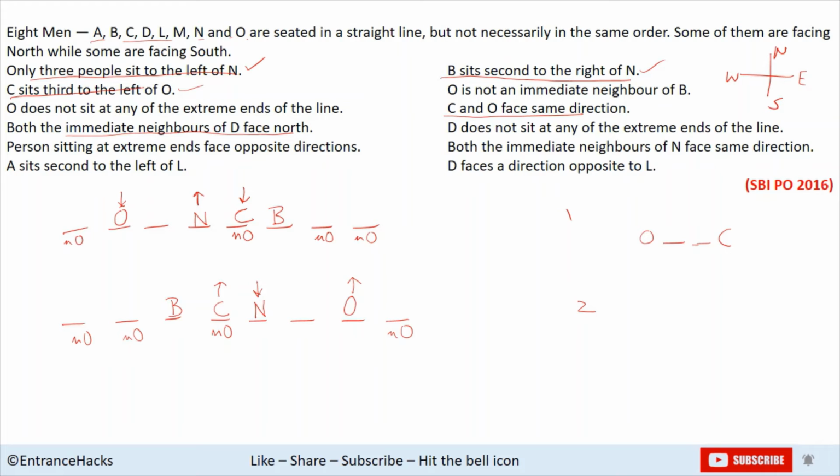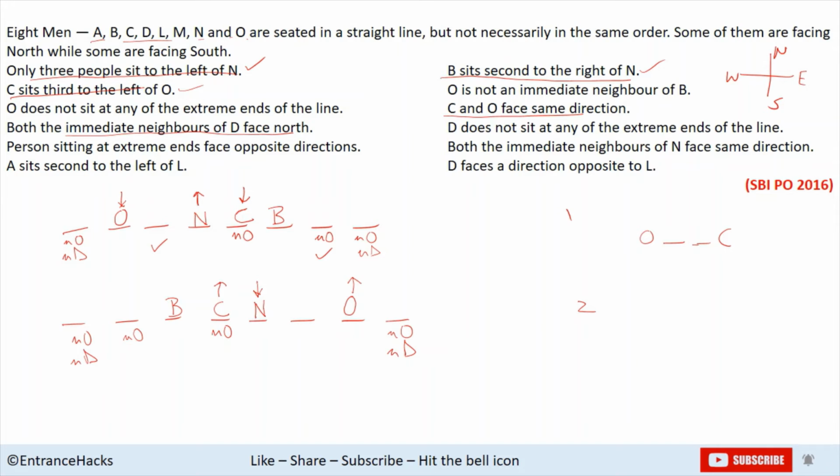D does not sit at any of the extreme ends of the line. So this position is not for D. This also is not for D. Here also this is not for D. This is not for D. So D is left with just either this position or this position.